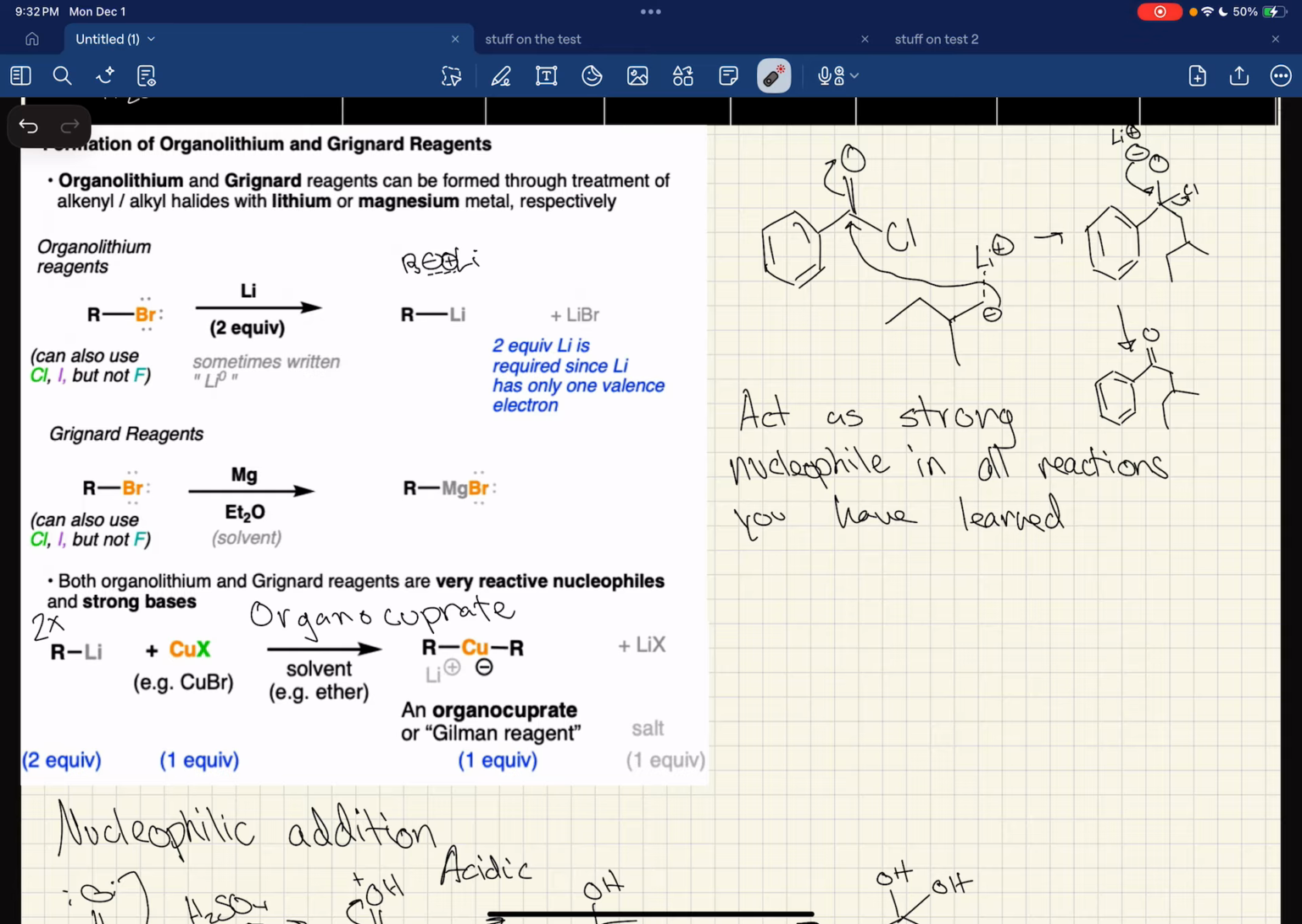The Grignard reagent is doing the exact same thing, just makes that really negatively charged R group, and that magnesium is a 2+.